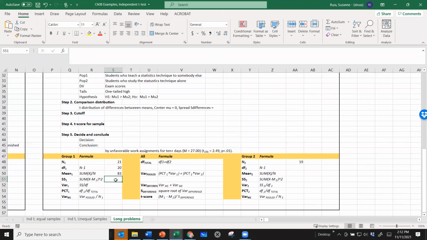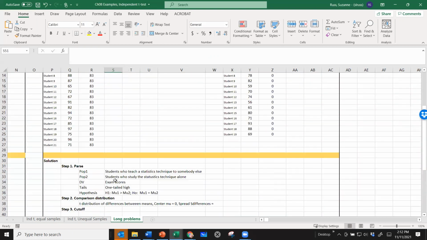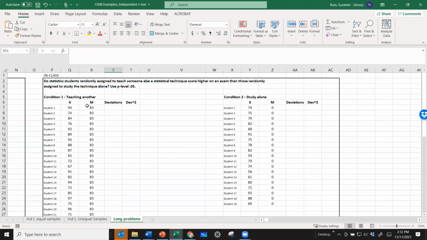Next, I have to get the sum of squares, which I'll do by subtracting x minus M to create the deviations. I've already filled in the M up here, the mean of 83. We can copy it and paste it all the way down. And the deviations, I can just type in the equal sign. You'll always see it up here in the formula bar.